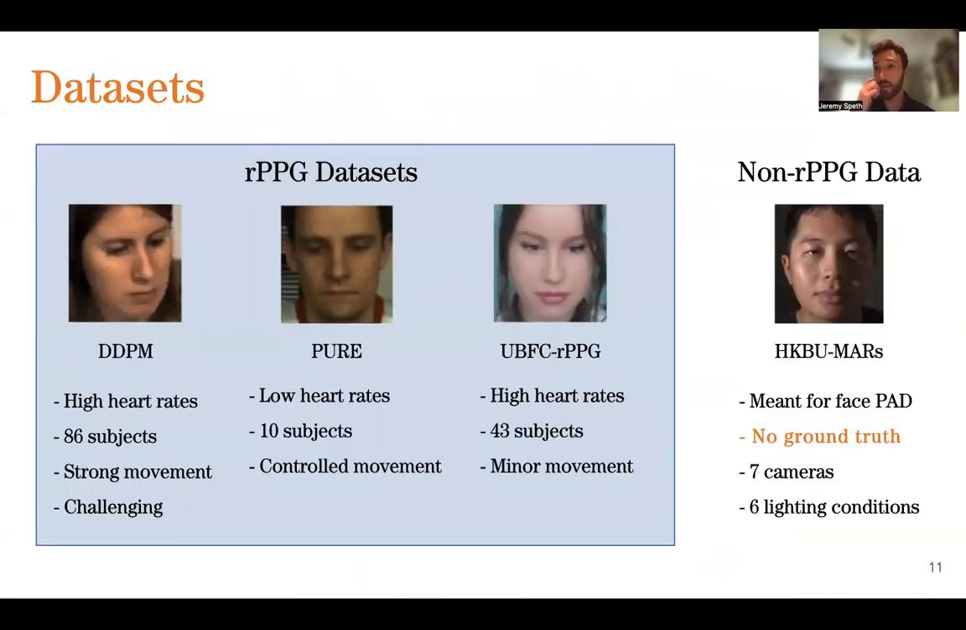We experimented with three different rPPG datasets. These have ground truth pulse rate data: DDPM, PURE, and UBFC. And we also trained a model, for the first time, on a non-rPPG dataset. This is just a dataset that has no pulse ground truth, but we train models on it, and then we can evaluate those models on these rPPG datasets. And we do find that training on this HKBU Mars dataset, the model can successfully transfer to, say, UBFC and PURE afterwards.